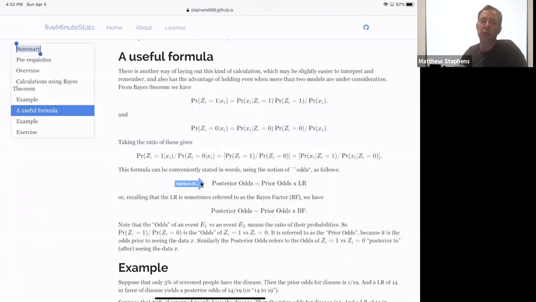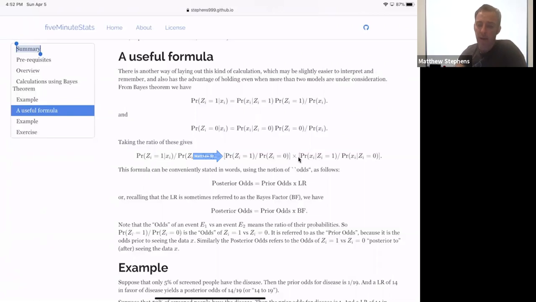The odds are just the ratio of these two probabilities, the probability that z is 1 versus the probability that z is 0. And it's called the posterior odds because this ratio is conditional on x, conditional on having seen the data. On the other side of the equation, you can see the prior odds, which is exactly the same probabilities, but before you saw the data, just the probability of being diseased divided by the probability of being not diseased.